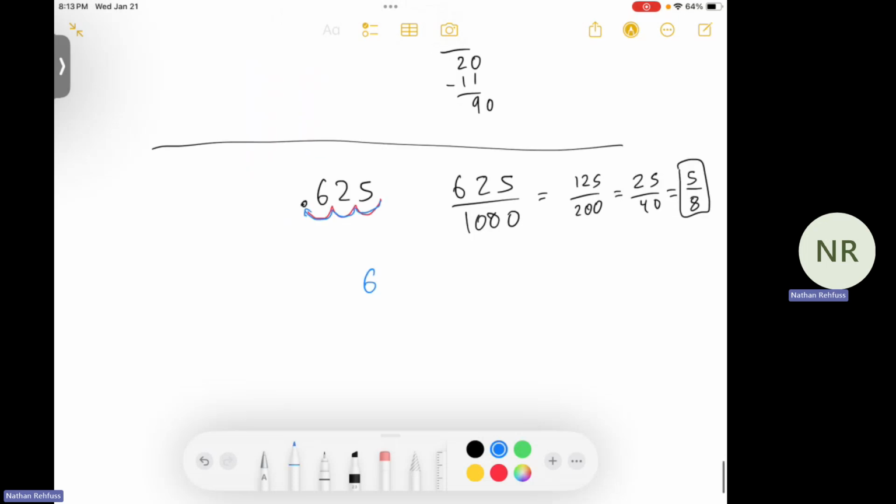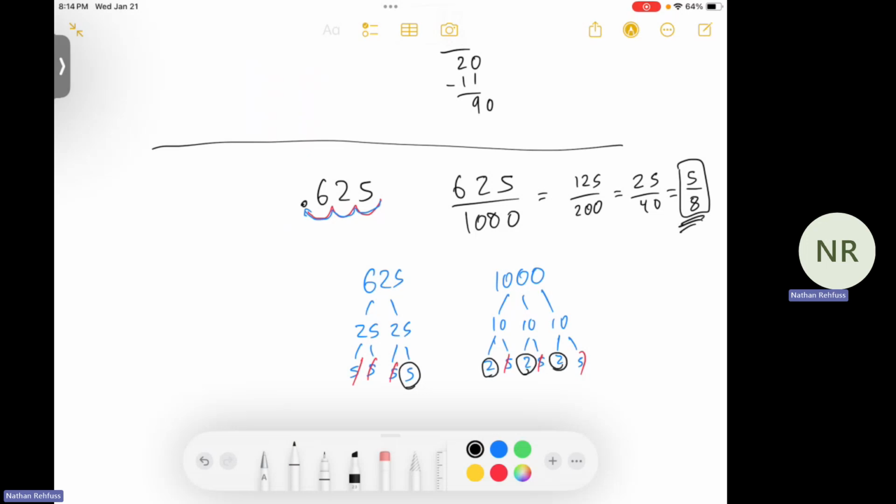625 is 25 times 25, so it's 4 5s all multiplied together. 1,000 is 10 times 10 times 10, and each 10 is a 2 and a 5. So we can cancel out 3 of the 5s and get 5 divided by 2 times 2 times 2, which is the answer I have here.